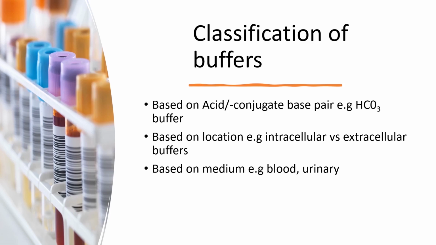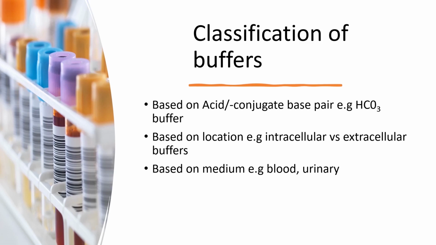Whereas the extracellular buffer systems are buffer systems found outside of the cell, and a typical example is the bicarbonate buffer system. Buffers can also be classified based on the medium in which they operate. For example, you could have a blood buffer or a urinary buffer, depending on where the buffers are functioning. Bicarbonate buffer is usually found in the blood and is a very important blood buffer, while the ammonia-ammonium buffer system is most importantly found in the urine, so it may be classified as a urinary buffer.